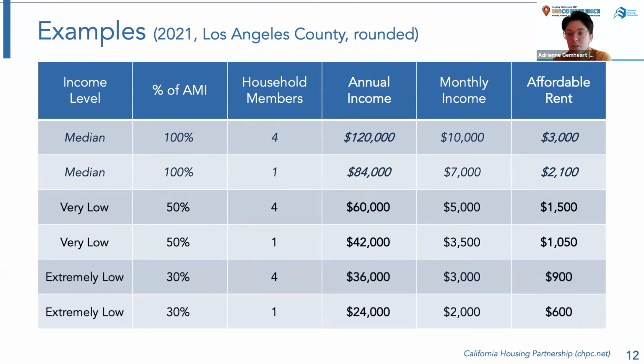And if you look at extremely low, you're looking at a family of four making around $36,000. And the rent that would be affordable at that level is $900, which you're not going to be able to find on the market. So that's where affordable LIHTC housing comes in to provide housing options for people who have very low and extremely low incomes.